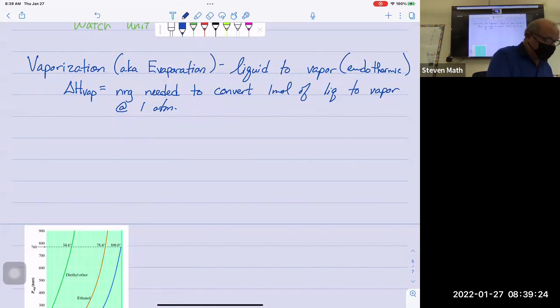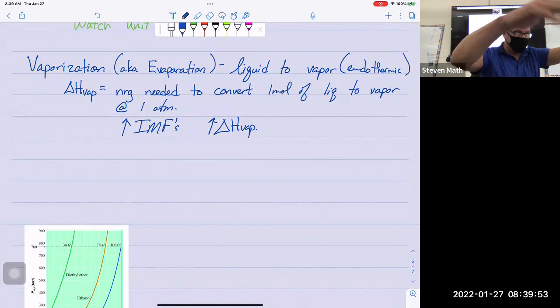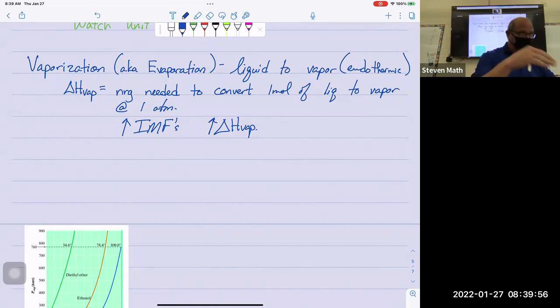Okay, and what did we need to remember with our HVAP? Remember, bigger IMFs, directly proportional, bigger HVAP. It's going to be harder to get something to vaporize. Because it's endothermic, we've got to put energy into it. This is always going to be a positive energy. It's always going to be directly proportional to the IMFs. So we like that.